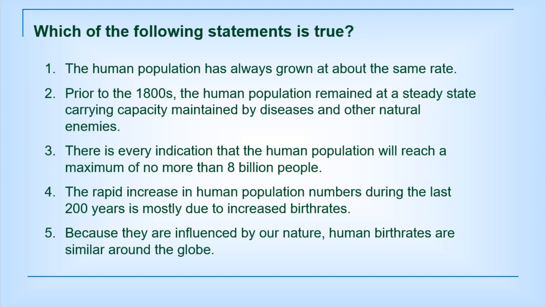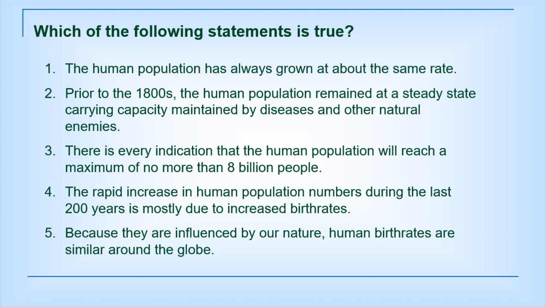So which of the following statements is true? The human population has always grown about the same rate. Prior to the 1800s, the human population remained steady state, carrying capacity maintained by diseases and other natural enemies and disasters. There's every indication that the human population will reach a maximum of no more than 8 billion. The rapid increase in human population numbers during the last 200 years is mostly due to increased birth rates. And because they are influenced by our nature, human birth rates are similar around the globe. So which of these is true?